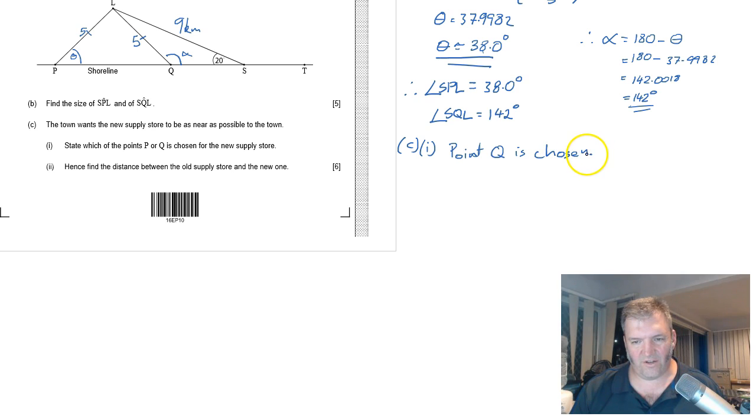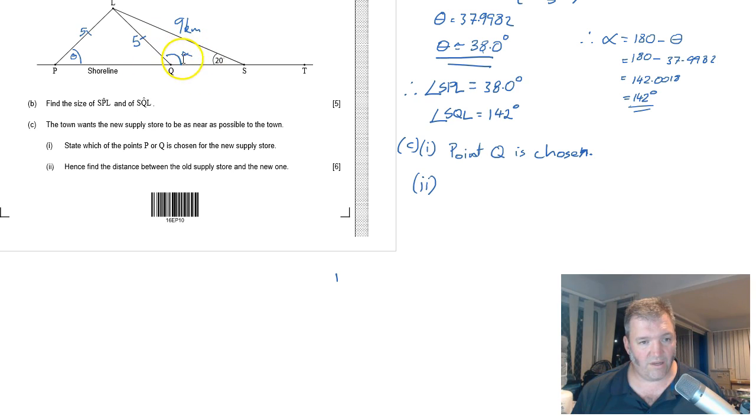I would have said selected. Chosen's a pretty average word, but they've gone with it. Let's do it. And the last thing we've got to come up with, C part 2. Hence find the distance between the old supply store and the new one. Well, now we can go ahead and figure out what this distance here is, and then from that we can figure out the total distance there, or of course we've just got to find, oh no, that's all we need, from the supply store to the new one. That's all we want there.